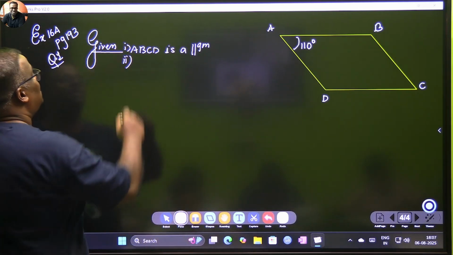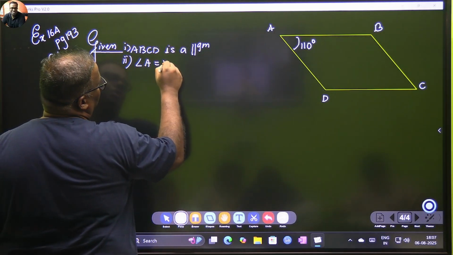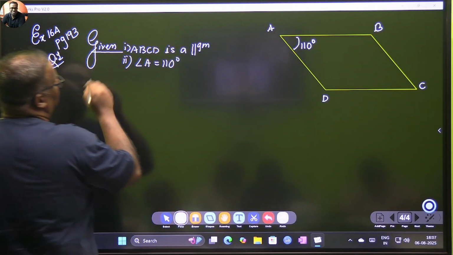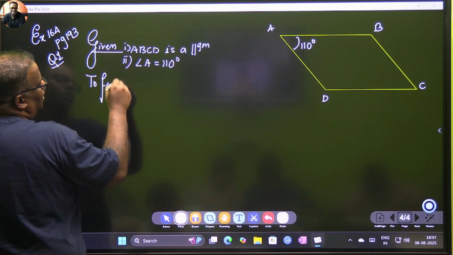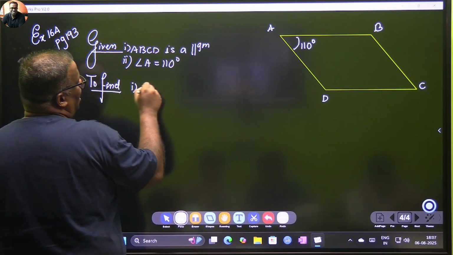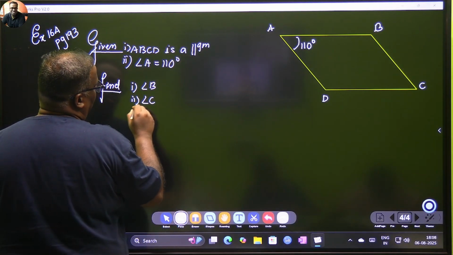Okay. So next one is angle A is equal to how much, beta? 110 degree. Then no more further data is given. So we write to find. To find number 1, angle B. Number 2, angle C. Number 3, angle D.